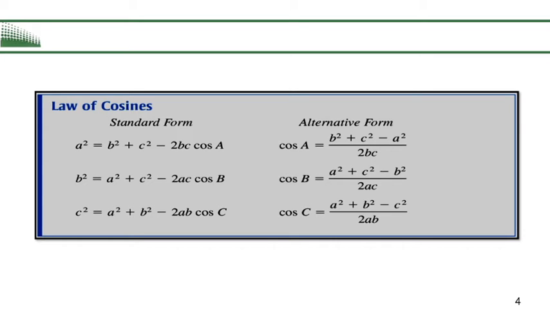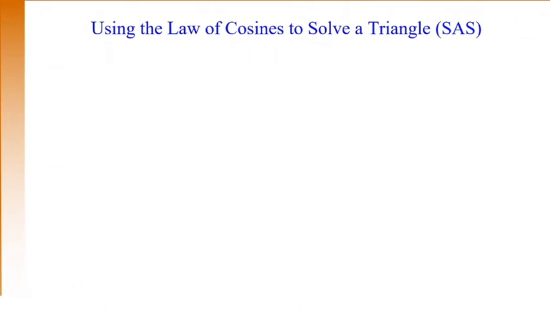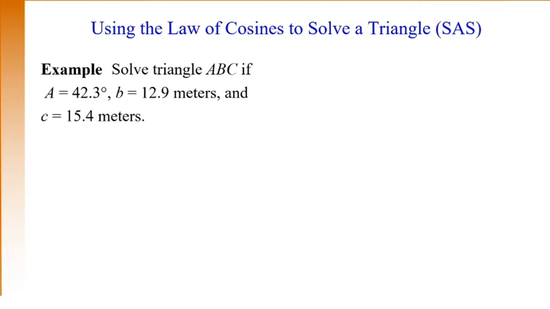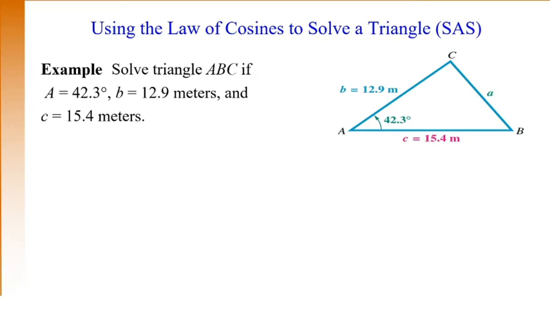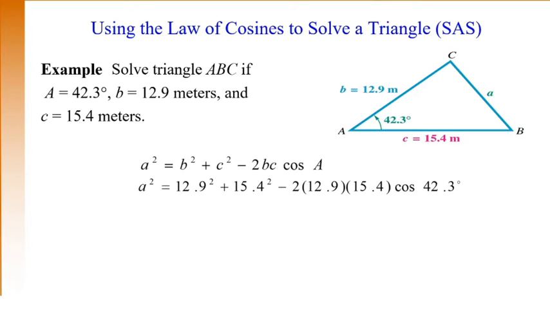Okay, let's proceed to our example of SAS. We're given 2 sides and 1 angle included. We have 42.3 degrees as our angle and our 2 sides are 12.9 and 15.4 meters. First, let's get our formula from a while ago: a squared is equal to b squared plus c squared minus 2bc cosine A. Our b is 12.9, our c is 15.4, and our angle A is 42.3. Then use your calculators to input.